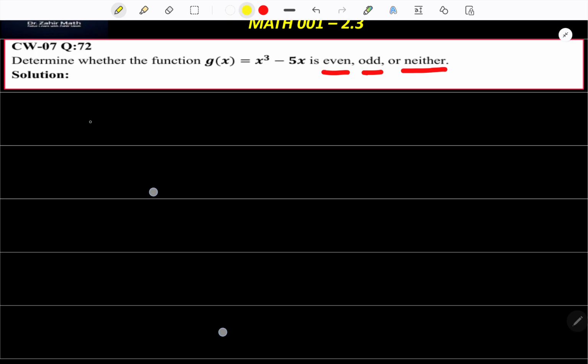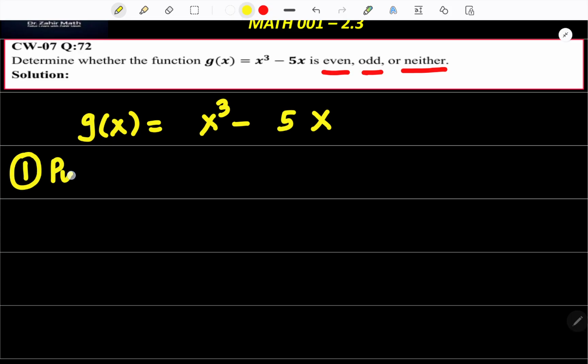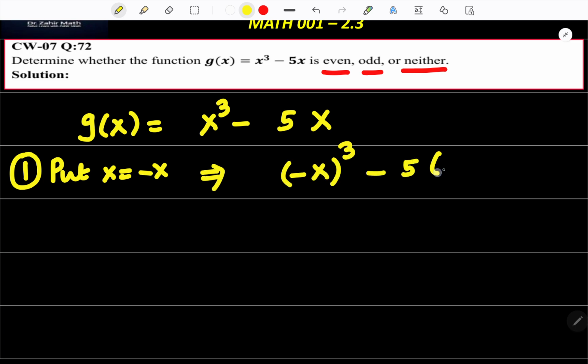So what is the question? g of x. Okay, no problem. g of x, f of x, h of x, no problem. x cubed minus 5x. What is step number 1? Put x equals minus x. Okay. Look here. Minus x to the power of 3 minus 5 times minus x. I think I'll write it with another color so that it will be easy to find. So minus x. Clear all of you?